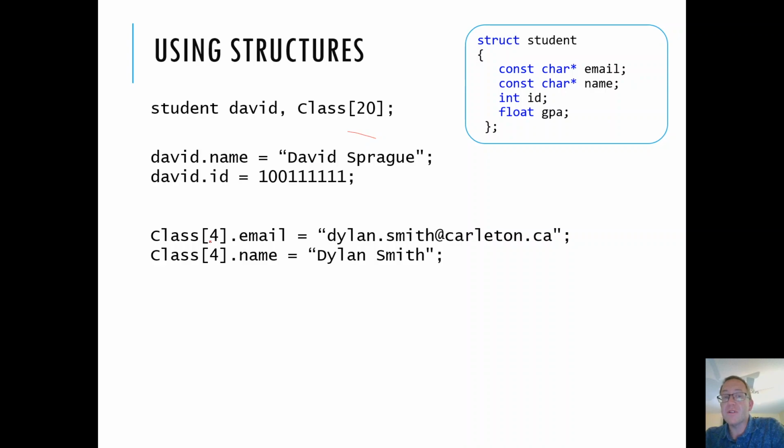I could get the fourth student in the class and set their email address. So here is the fourth student in the class, and I can set the email to be dylansmith@carleton.ca, and for the fourth student in the class, I can set the name to being Dylan Smith. I can go into individual parts of an array and put in values for the name or the email address. This is how I access individual fields for a particular student. This gets me the individual student, the student struct. This gets me the field within the student struct.